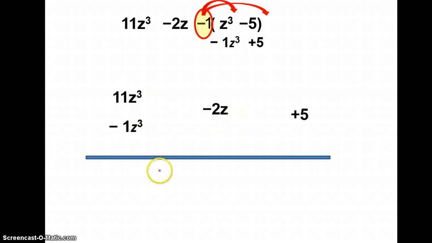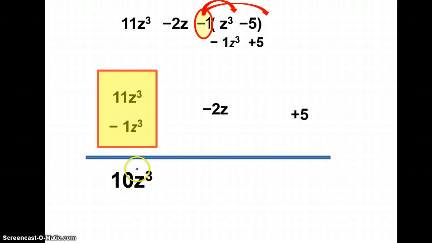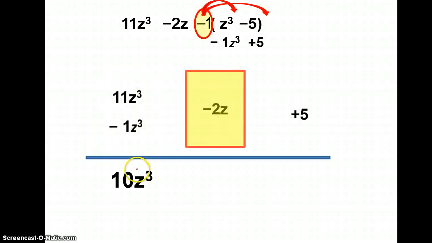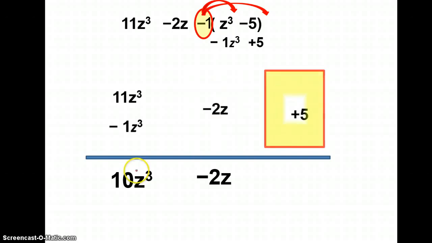11, take away 1. If you want to draw out the positives and negatives, that's great. If not, cool too. 10z to the third. Again, these two don't have anything to be grouped with, so it ends up just being negative 2z plus 5.